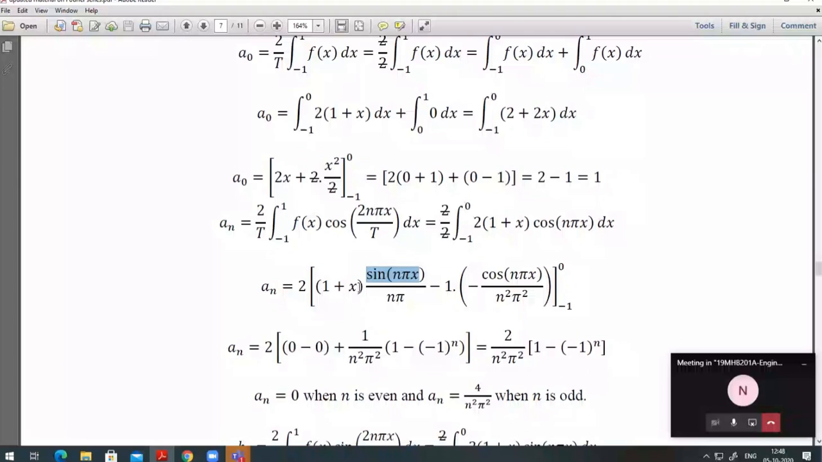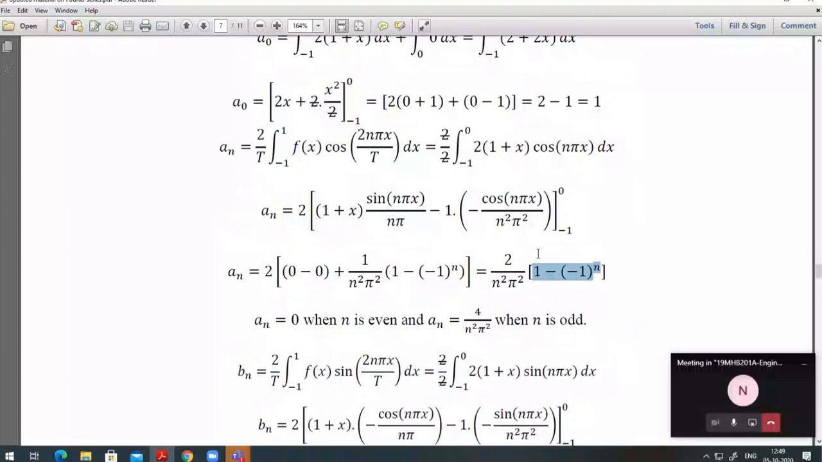Minus into minus is plus, cos, 1 by n square pi square is constant, and cos 0 at the upper limit is 1, minus the lower limit cos n pi, even with the negative it is positive only, and cos n pi is minus 1 power n. So with this simplified, we get 2 by n square pi square, and as I said, this term is 0 if n is even, and it is plus 2 if n is odd. So a naught is 1, and a_n is 4 by n square pi square when n is odd.